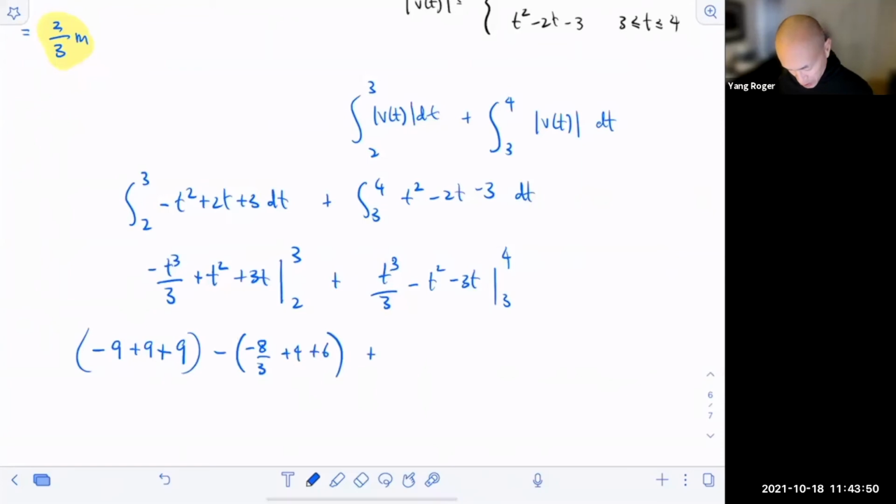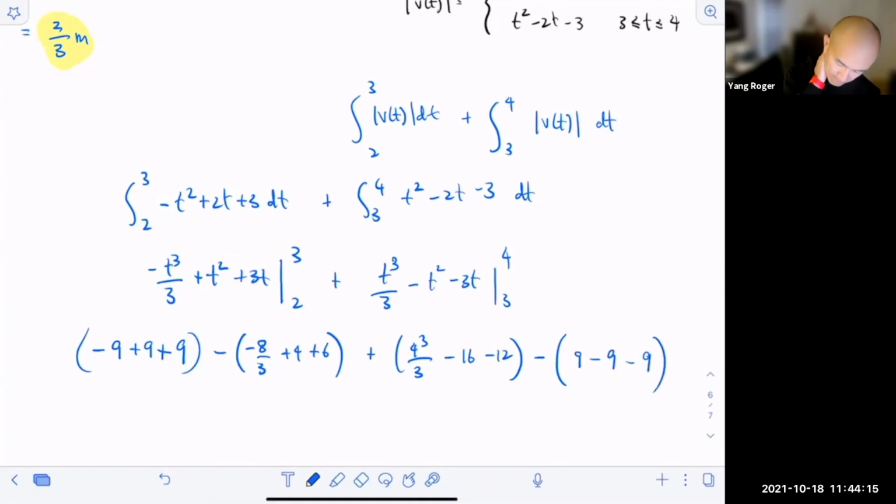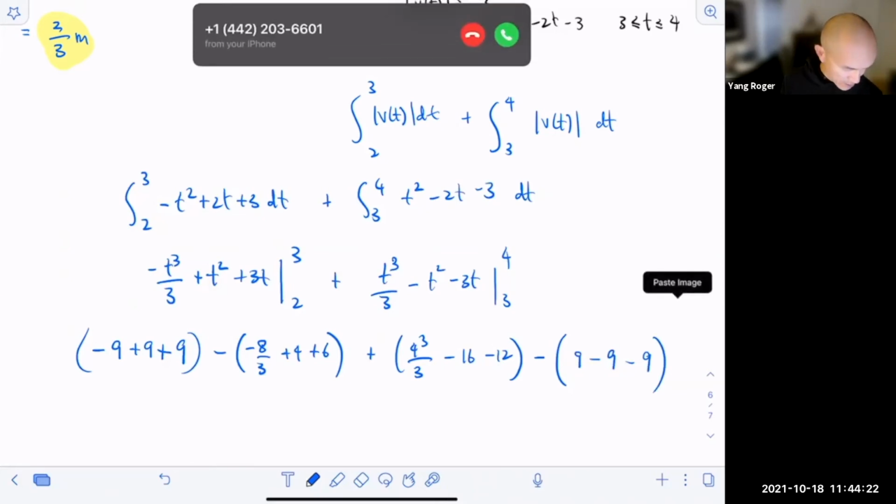For the second integral, we're going to get 4 cubed over 3 minus 16 minus 12. And then we're going to get minus, that's going to be 9 again. That's going to be 9 again. And this last one is going to be 9 again. All right. And then I'll let you simplify that at home. But that's going to be how we get our answer.